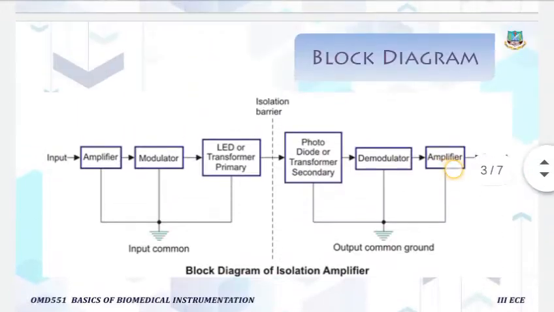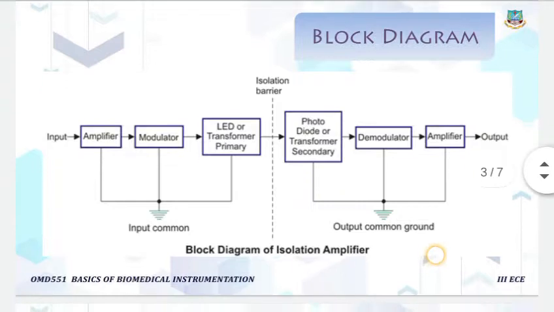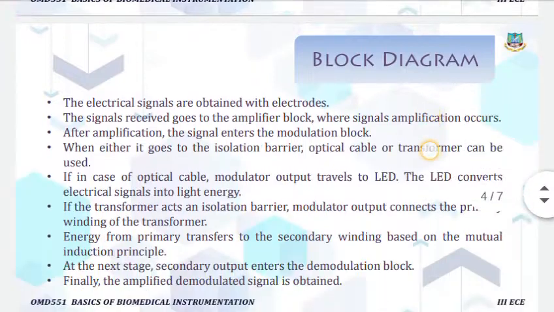Okay, so there will be an input section and an output section. It is split, and in the middle of that there will be some isolation barrier. So we are using two techniques, optic fiber or transformer. In many applications we are using optic fiber, and in some applications we are using a transformer. From this we get the output after demodulating and amplification. Okay, have you all understood?